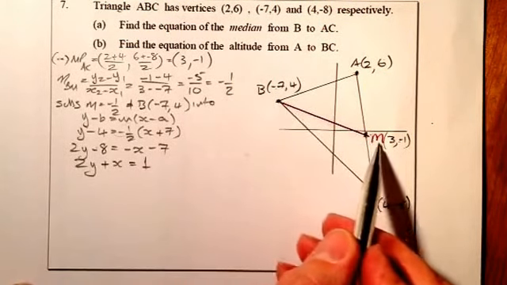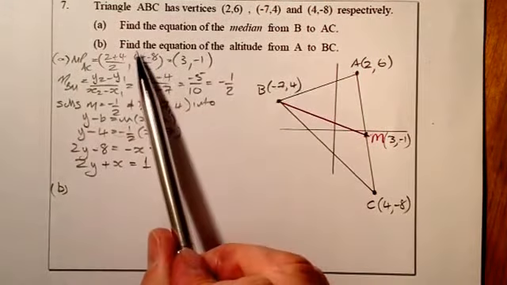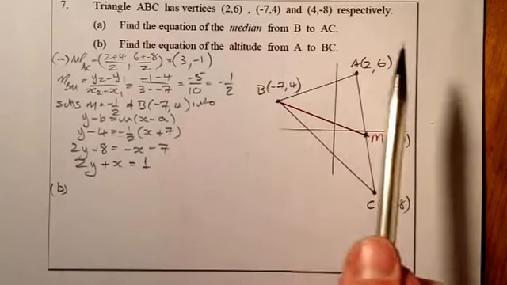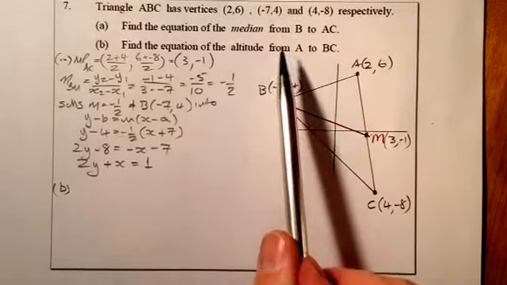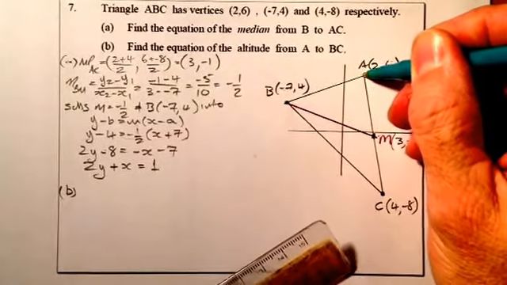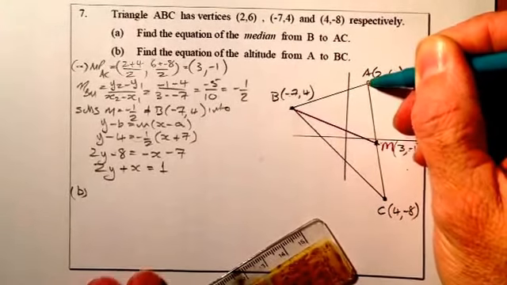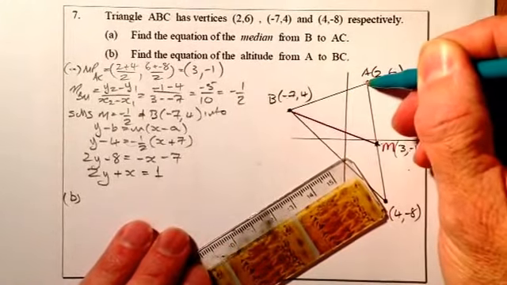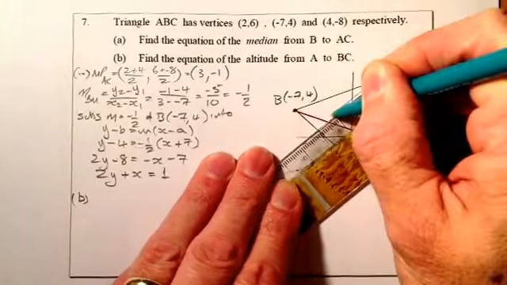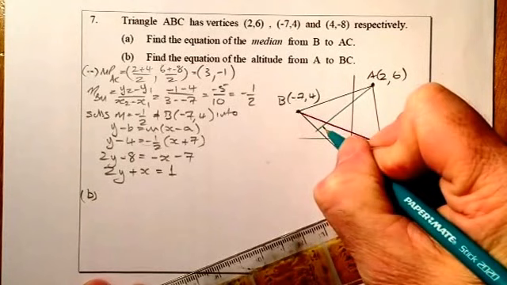So that's the equation of this line here. Right, for part B you have to find the equation of the altitude from A to BC, or basically the altitude from A. So what I need to do there is, starting at A, go across the triangle to the line BC. I'm going to have to meet this line at right angles for an altitude. So something like that there. So that's the altitude, and it meets this line at right angles.